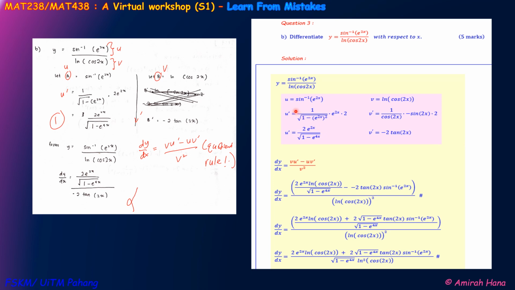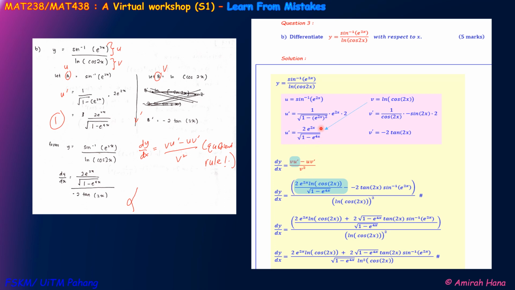Okay, after we find u, u prime, v, and v prime, we substitute into the quotient rule formula. dy over dx equals vu prime minus uv prime over v squared. Okay, so from vu prime, kita darabkan v dengan u prime ni. Okay, so after we multiply, we get this. Okay, kita susun je balik.